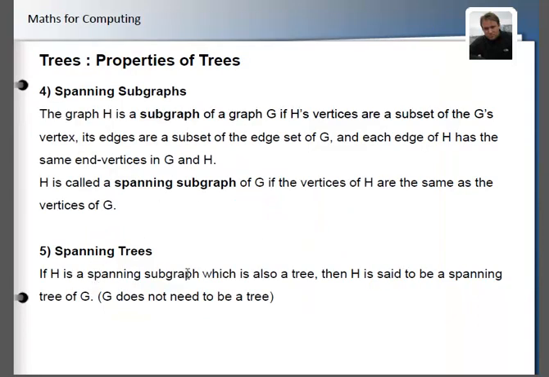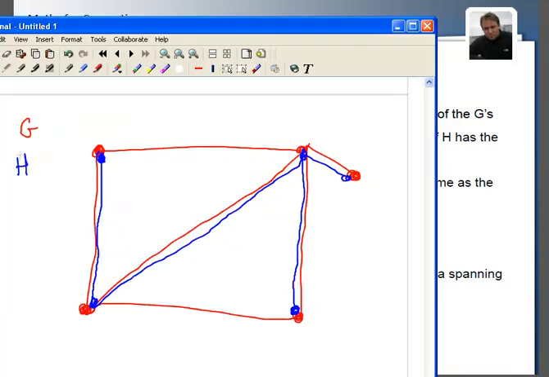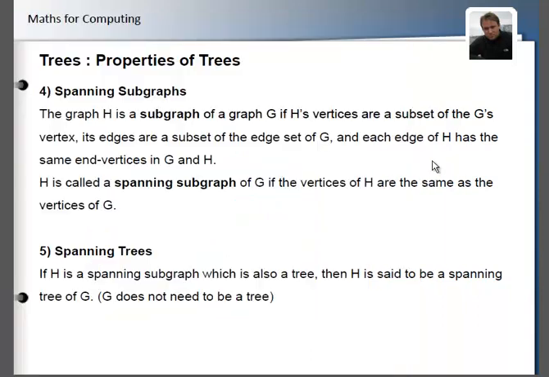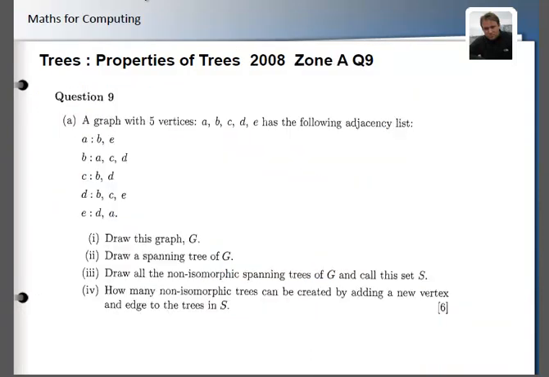H is a spanning subgraph. If H is a spanning subgraph which is also a tree, then it is said to be a spanning tree. G does not have to be a tree. That is also a spanning tree because it has no loops, no cycles, and so on. It's a proper tree there, the H. Okay, let's move on from that.